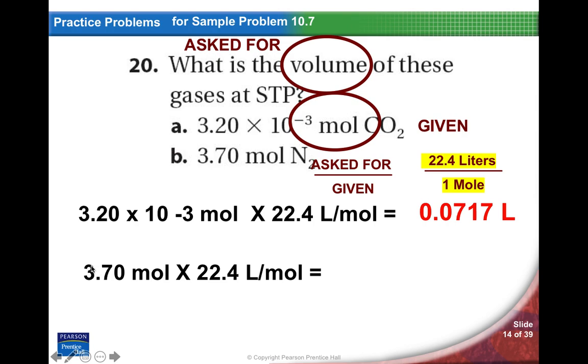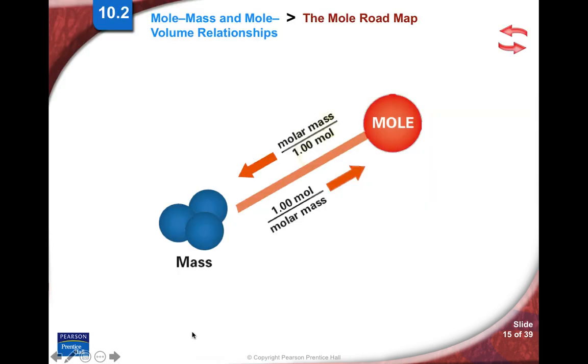Next problem's the same, except without scientific notation, same process, 3.70 moles. Again, moles is what's given. You need an asked for unit liters over a given unit moles. Multiply those two numbers together, and you get 82.9 liters when you round it to the correct sig figs.